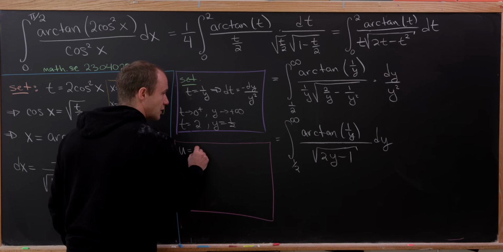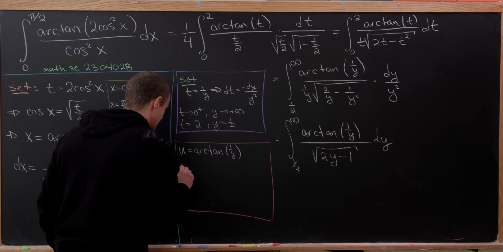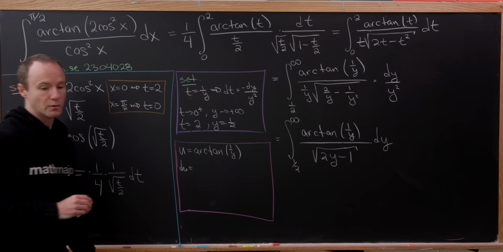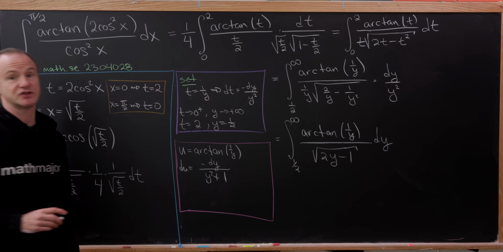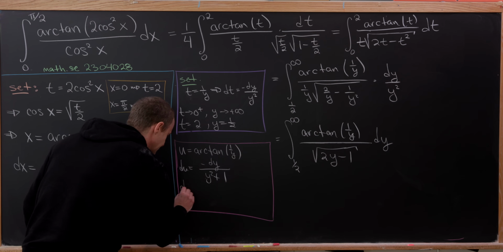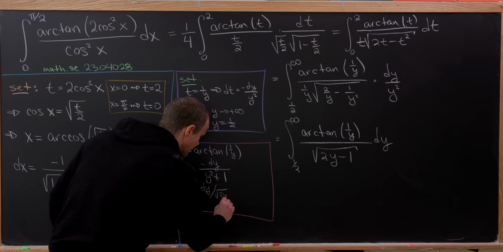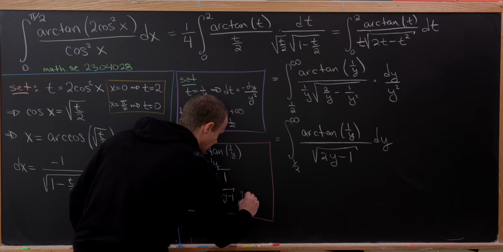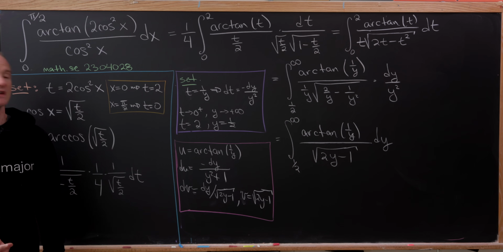Let's set u equal to arctan of 1 over y. Notice that makes du equal to, well, we're gonna have to use the chain rule here, but when all is said and done, we get minus dy over y squared plus 1. So I'll let you check that with the chain rule. And then I'll let my dv component be the rest. So dv is dy over the square root of 2y minus 1, but that'll make our v term simply the square root of 2y minus 1, again where we're taking the antiderivative via the chain rule.